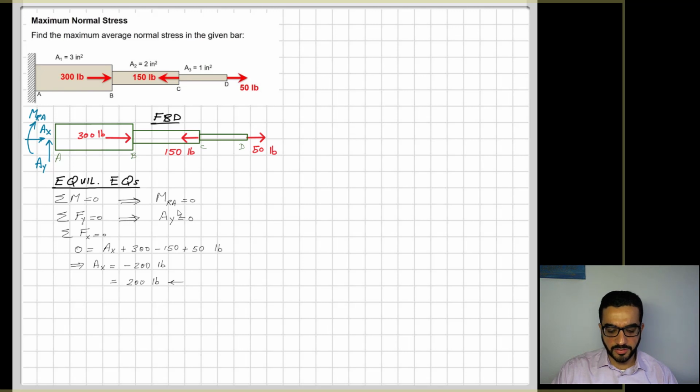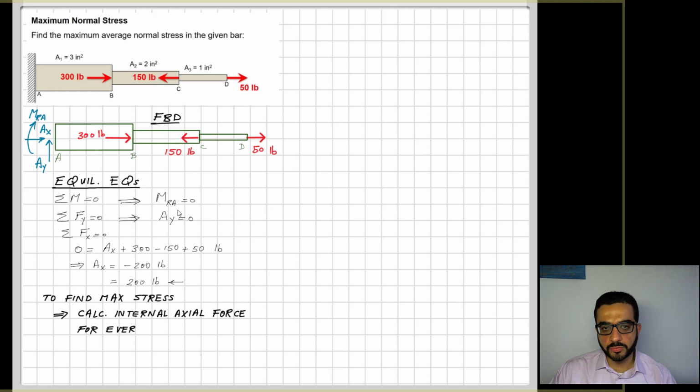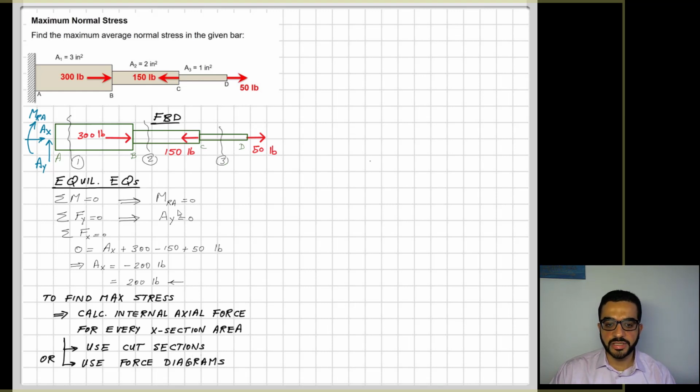The thing we're trying to figure out is the maximum average normal stress. To find that, we have to figure out what the normal stress is in every one of these different cross-sectional areas. So we have to analyze every one of these unique segments of the member because they experience different internal forces. We have different axial loads along the length, and every segment also has its own cross-sectional area. So sigma is equal to P over A, or N over A.